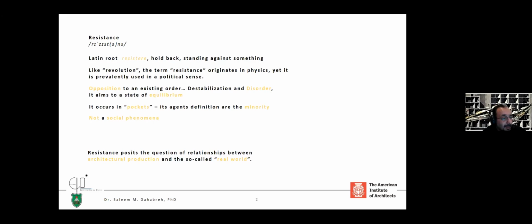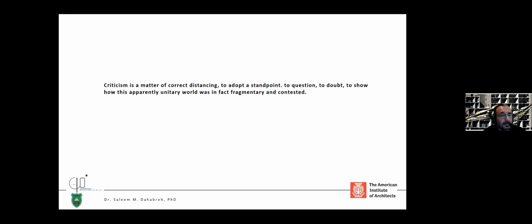The basic question of resistance is to question the relationship between architecture production and the so-called real world. I teach courses in criticism, and this is one of the really good quotes about criticism that definitely avoids evaluation and judgment. Criticism is a matter of correct distancing, to adopt a standpoint, to question, to doubt, to show how this apparently unitary world was in fact fragmentary and contested.